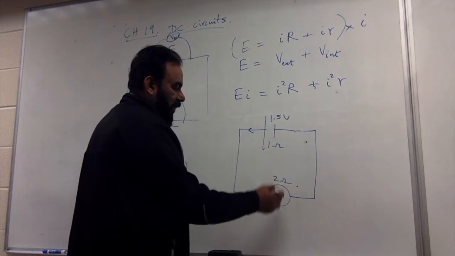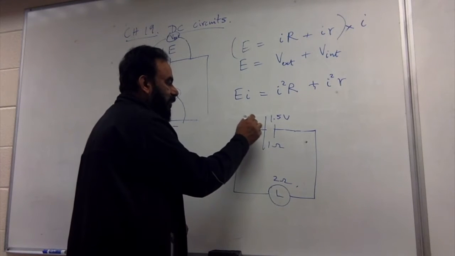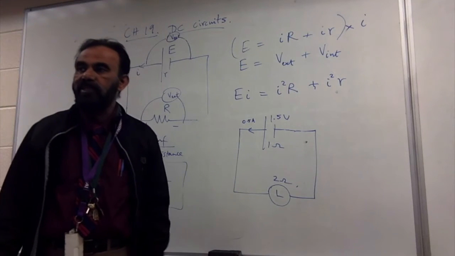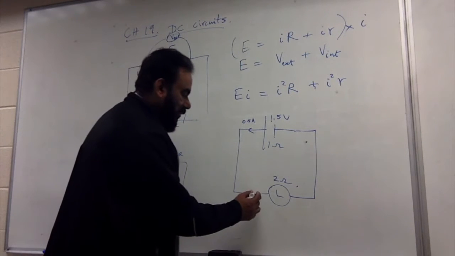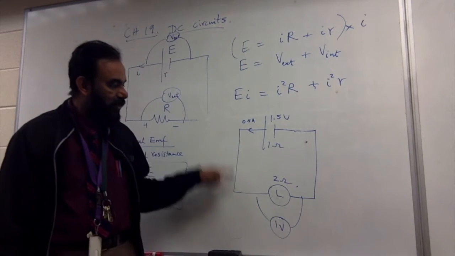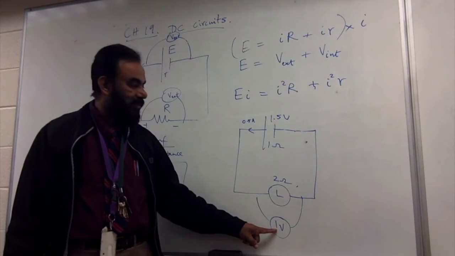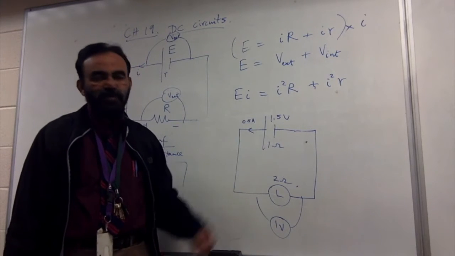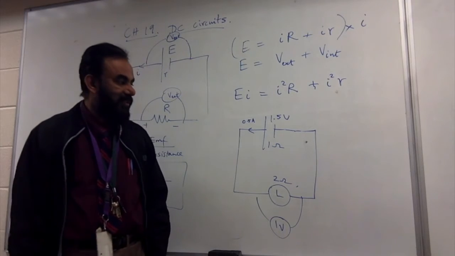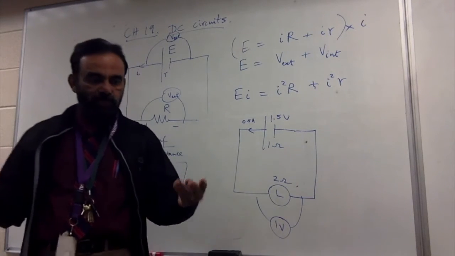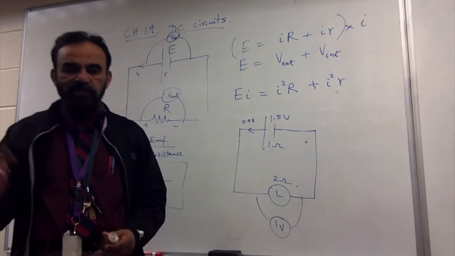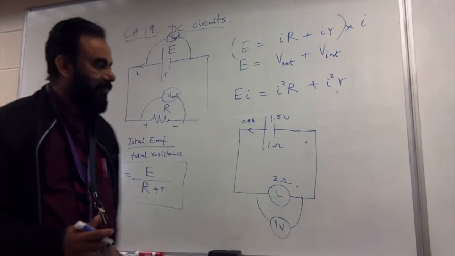0.5. 1.5 divided by 3 is 0.5. So if you have 0.5 amperes going from here, how many volts will this lamp receive? 1. So this voltmeter will indicate 1 volt, because it's 0.5 times 2, it's 1 volt. And how much is lost inside here is 0.5 volts. So the bulb is getting 1 volt, so the bulb will light up. So using this, I can have a flashlight working, because it is receiving 1 volt.